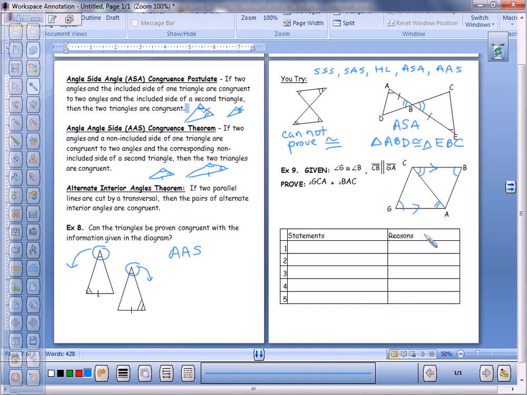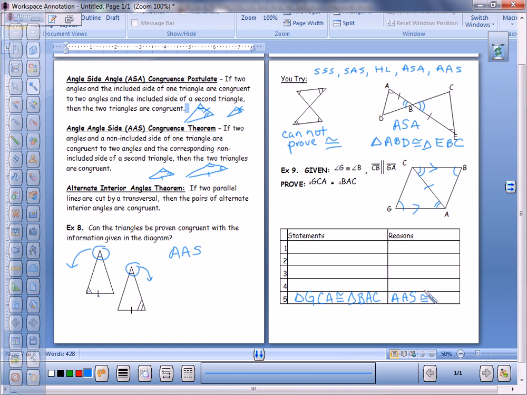Now if I look at it, I've got an angle and an angle, an angle and an angle. Well, I need a side somewhere. So hopefully we notice that CA is congruent to itself. So I've got angle, angle, side. So I can jump to my proof statement and go triangle GCA is congruent to triangle BAC by angle, angle, side congruence theorem.